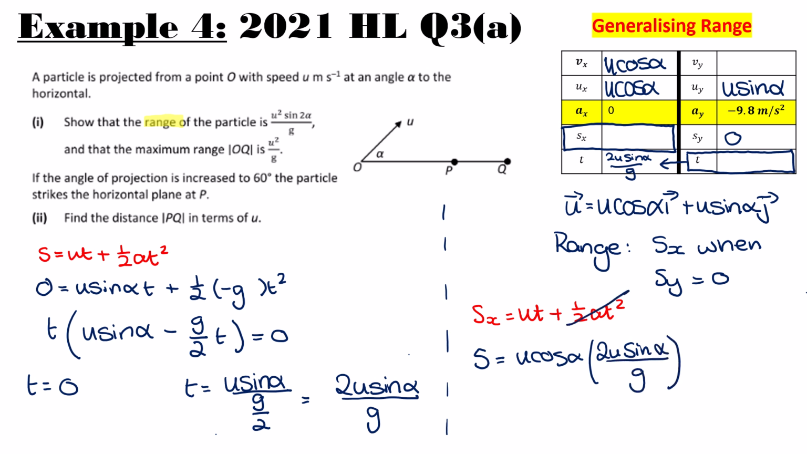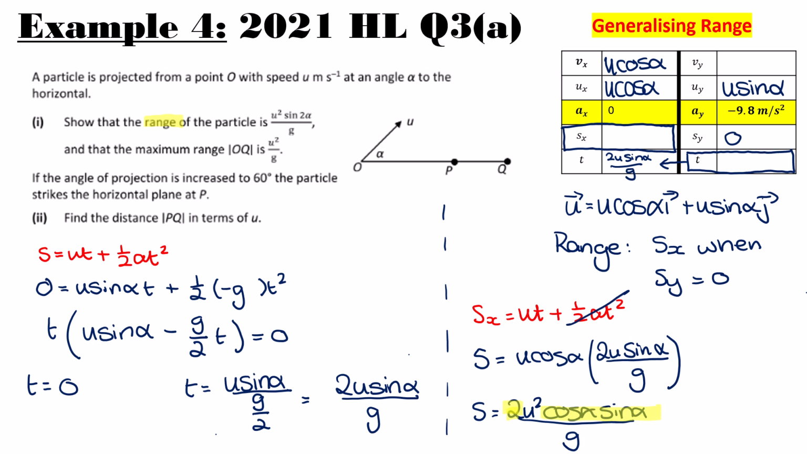And the half at squared is going to disappear because the a is 0. Tidying that up, we get 2u squared cos alpha sine alpha all over g. That's not exactly what we want. You can see that they have changed that to a sine 2 alpha. If you go back to your log tables on page 14, we can see that 2 cos alpha sine alpha.